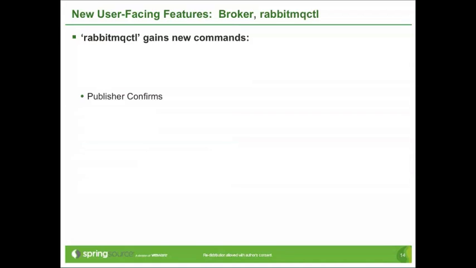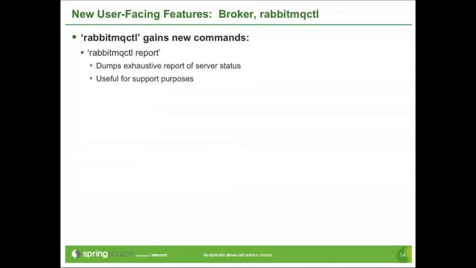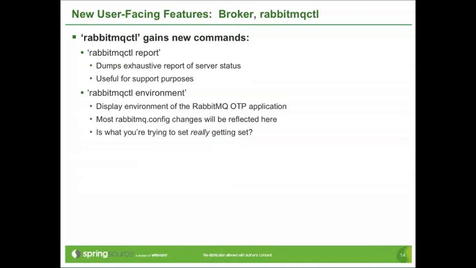So RabbitMQ control has gained a handful of new commands. First off, there's a report command, which dumps an exhaustive report of the entire broker server status. This is useful for support purposes if you're troubleshooting or debugging something. There's a RabbitMQ control environment command, which shows the settings and environment of the RabbitMQ application. This is most handy when you're editing your RabbitMQ config files, attempting to change something, and you want to see what really is getting set in the broker. It's relatively easy to misedit a config file and either not change what you thought you changed or not change anything at all. And this is a good way to see if what you intended and what was actually reflected in reality match up.